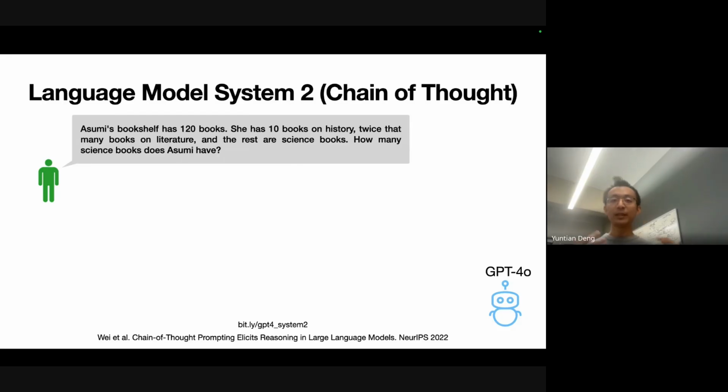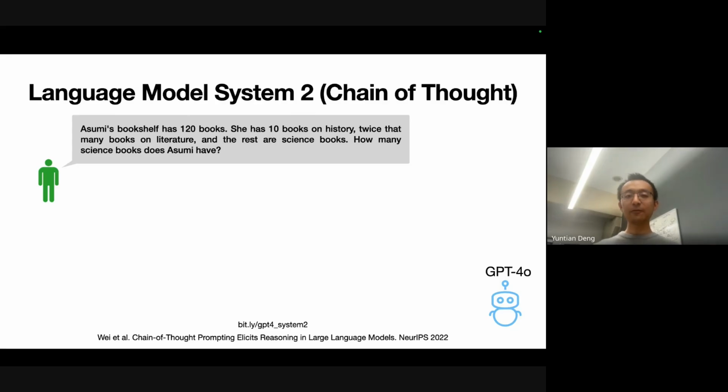Because this will be an example I use throughout my slides, I will actually read this example in its entirety, because this is a running example that we will refer back to later in the experiment part of my talk. So this example is actually pretty simple. It says, assume Asumi's bookshelf has 120 books. She has 10 books on history, twice that many books on literature, and the rest are science books. How many science books does Asumi have?